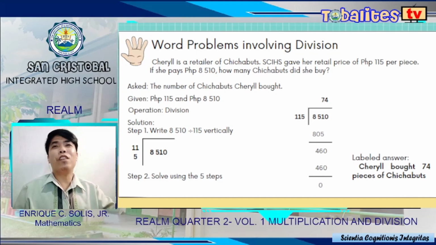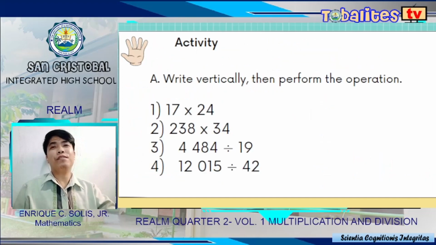Since you already know how to divide and multiply, now let's proceed with your activity. For your activity, for test A, write vertically, then perform the operation. Number 1, we have 17 times 24. Number 2, 238 times 34. Number 3, 4,484 divided by 19. And number 4, 12,015 divided by 42.